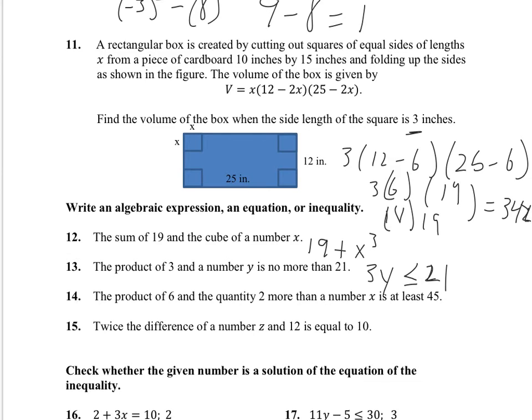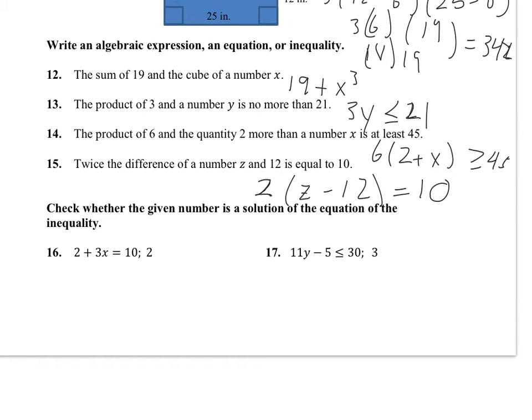14. It's the product of 6 and the quantity 2 more than x. So that'd be 6, quantity means parenthesis, 2 plus x, or x plus 2, it doesn't really matter, is at least, so it means it must be larger than or equal to 45. And twice the difference of a number z and 12. So that'd be twice z minus 12 is equal to 10.